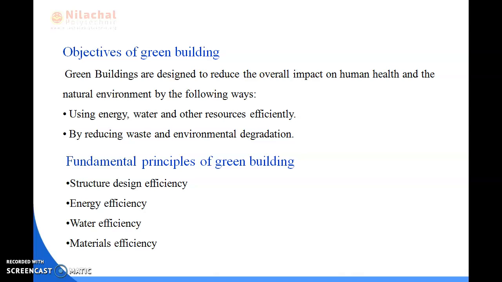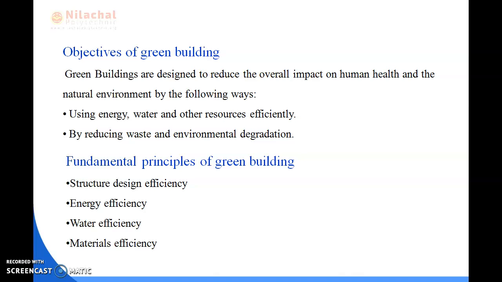So in the objectives of the green building, mainly the green buildings are designed to reduce the overall impact on our health, on the human health and the natural environment. How? By using the energy, water and other resources efficiently or by reducing the waste and environmental degradation.